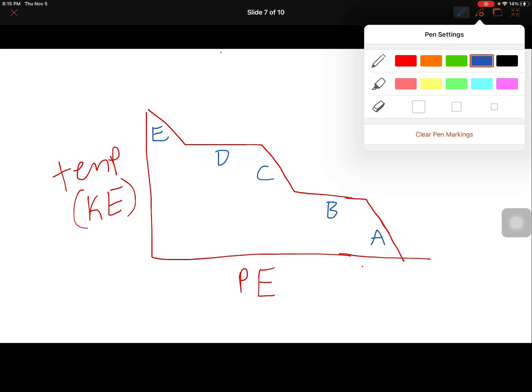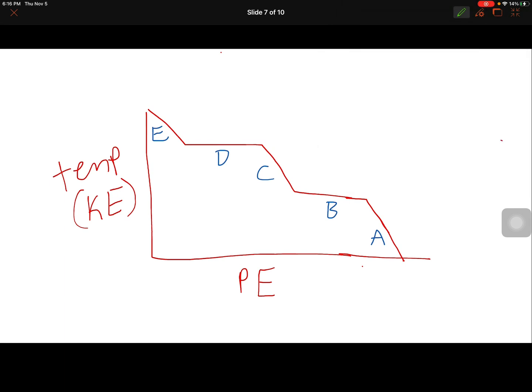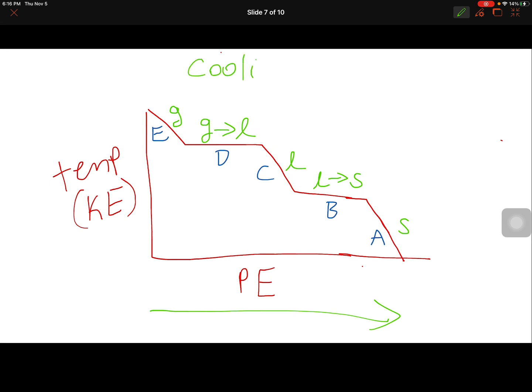And again, just so you know what's happening where, I kept these the same for a reason. Your A is still a solid, your C is still a liquid, and your E is still a gas. The difference is your phase changes. At B, it's going from a liquid to a solid. At D, it's going from a gas to a liquid. So again, remember when you read this diagram, you are reading it like this. And again, just make sure you label this as a cooling curve.